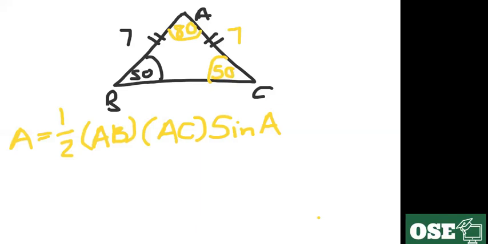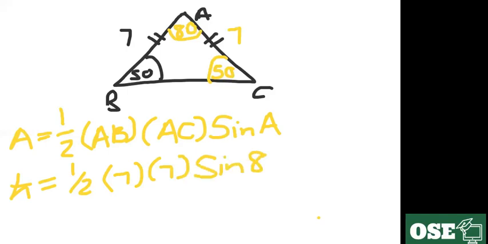Okay, now substituting, area is equal to half times 7 times 7 times sine 80, which is equal to 24.13, correct, units squared.